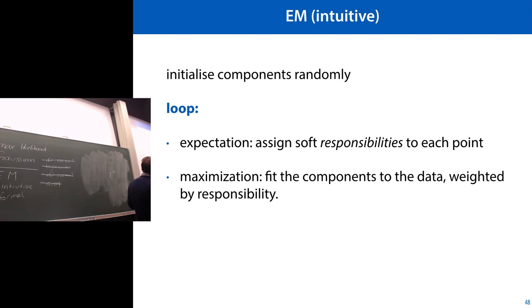Then we assign soft responsibilities to each point. So each component takes some responsibility for each point, proportional to how much probability density it assigns to that point. And then we weight the data by these soft responsibilities. And on that weighted data, we fit new components.